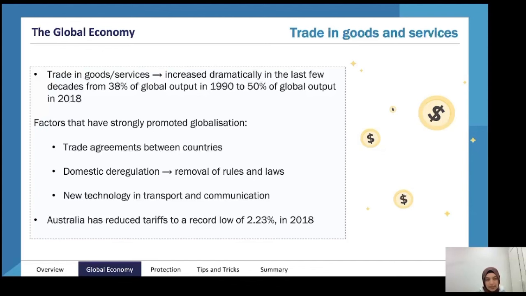So factors that have strongly promoted globalization include trade agreements between countries, which means that countries can freely trade without any protection barriers like tariffs or subsidies, quotas, etc. Domestic deregulation, so the removal of rules and laws that once made it very difficult to work through that. New technology in transport and communications as well. And then Australia having reduced tariffs to a record low of 2.3% in 2018.